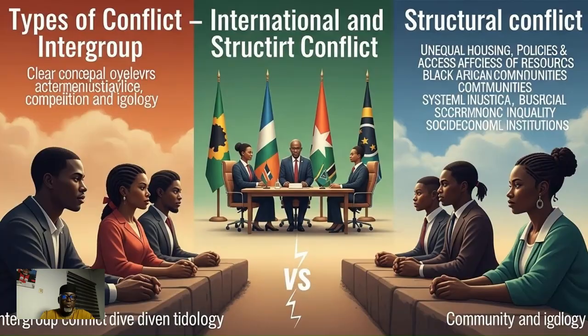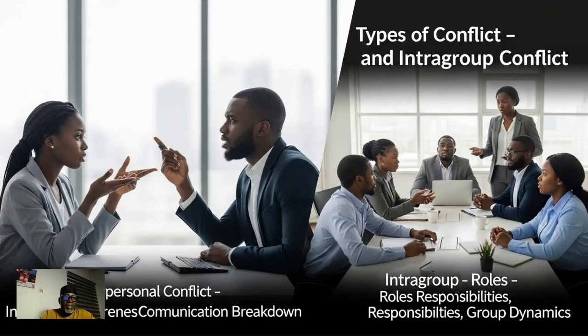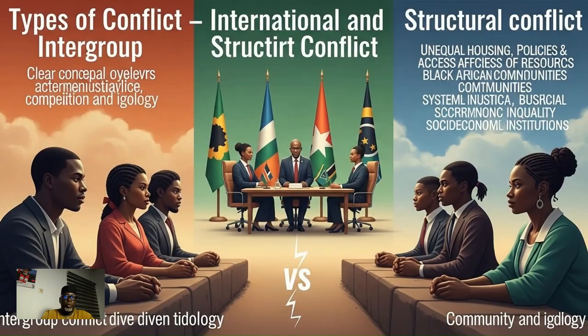From there, we can move to what we call intergroup conflict. This type of conflict occurs between different groups. It can be between different organizations or social factions. It can be driven by competition, can be driven by resource allocation, or even ideological differences.